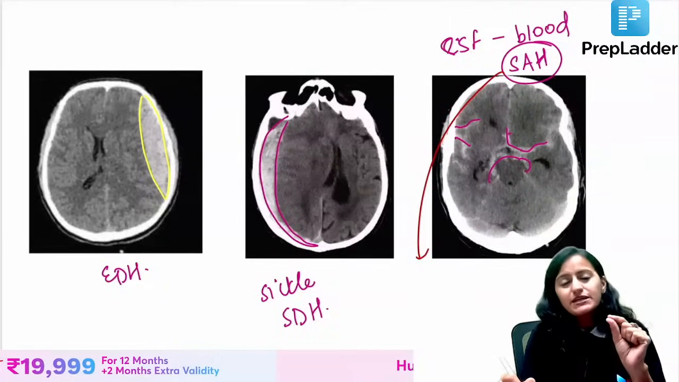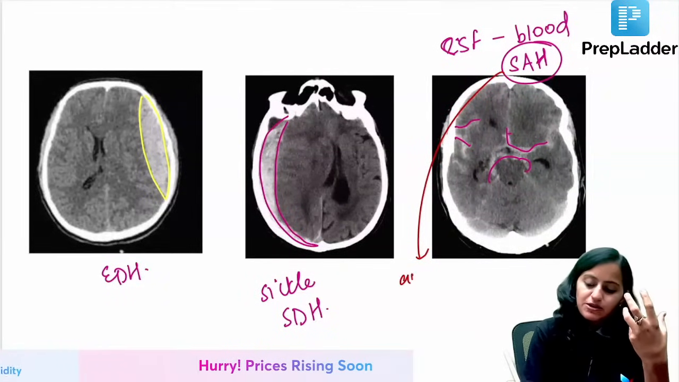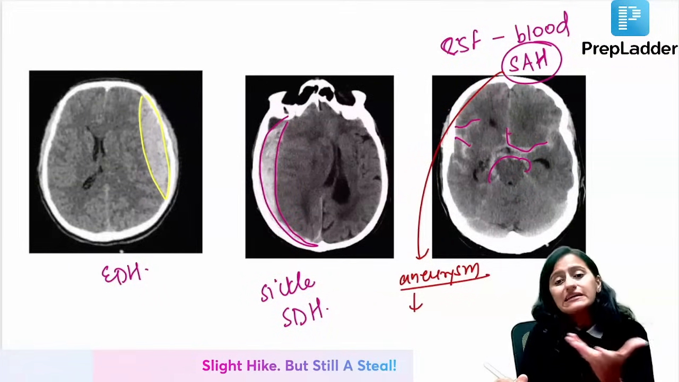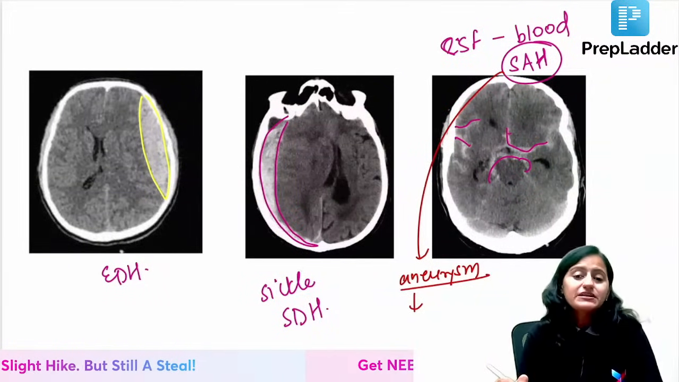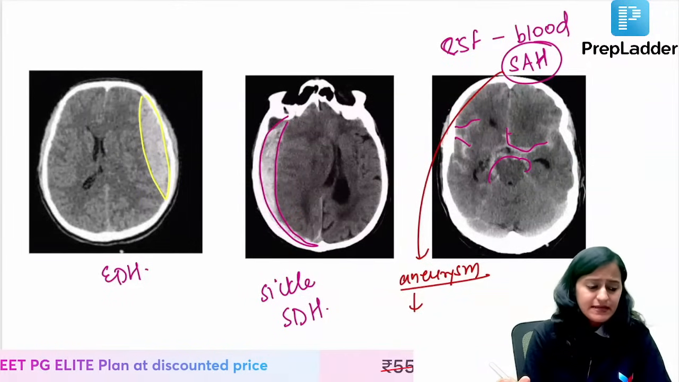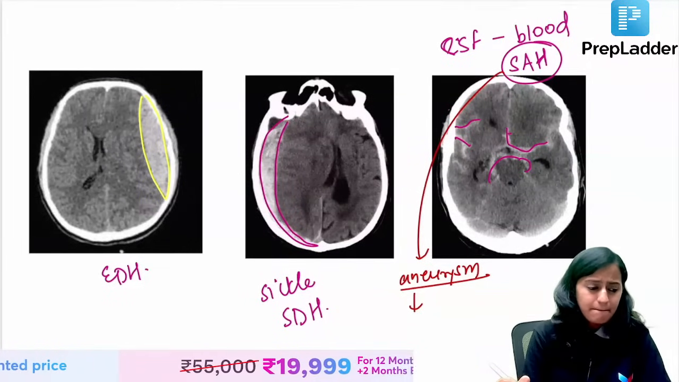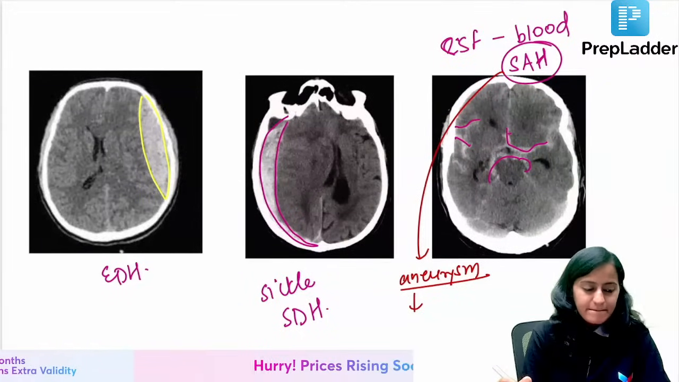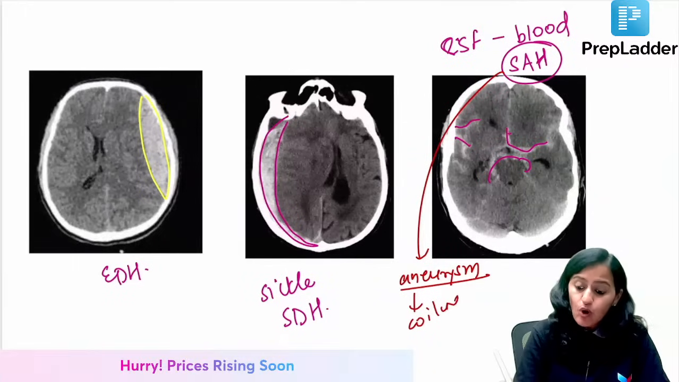See, why does subarachnoid hemorrhage occur? Subarachnoid hemorrhage occurs due to berry aneurysm rupture. A question came asking what interventional radiological treatment is done for aneurysm? Is it going to be clipping? Yes, remember it is coiling.